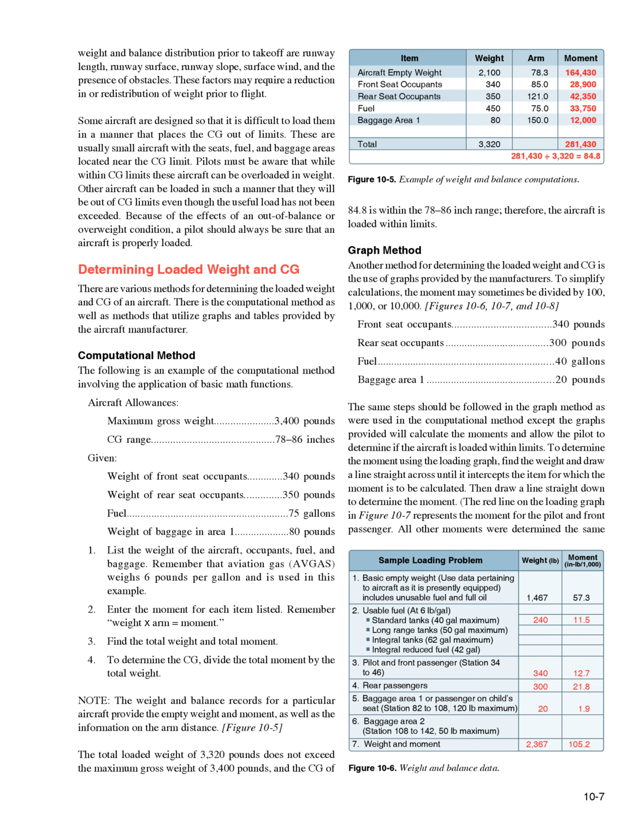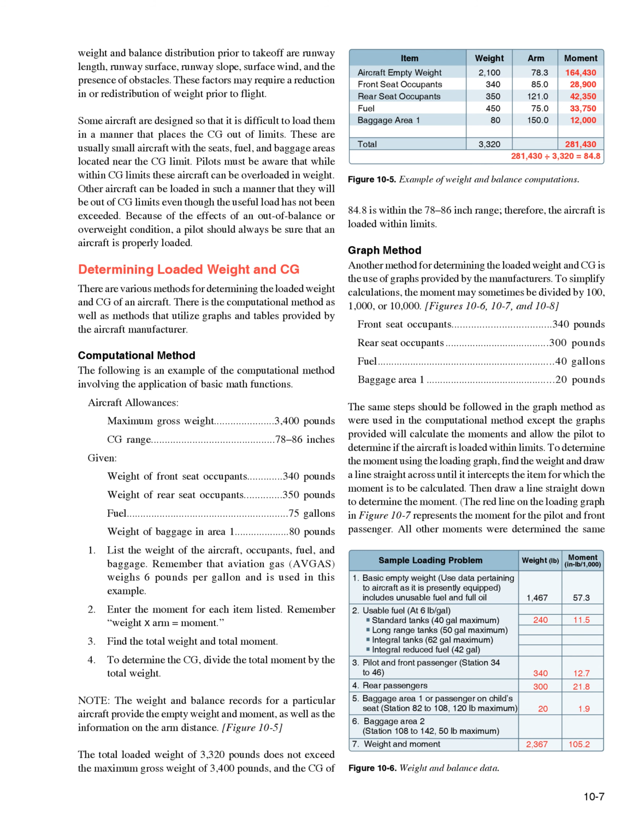Graph method. Another method for determining the loaded weight and CG is the use of graphs provided by the manufacturers. To simplify calculations, the moment may sometimes be divided by 100, 1,000, or 10,000. Figures 10-6, 10-7, and 10-8: front seat occupants, 340 pounds; rear seat occupants, 300 pounds; fuel, 40 gallons; baggage Area 1, 20 pounds. The same steps should be followed in the graph method as were used in the computational method, except the graphs provided will calculate the moments, and allow the pilot to determine if the aircraft is loaded within limits.